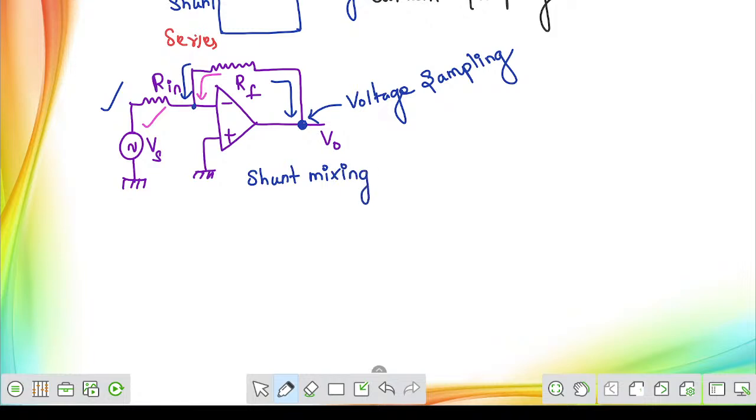So now, just to club them together, this is a voltage sampling shunt mixing circuit. So voltage shunt topology. Understand, sir? So that is how we are identifying different types of topology where it is being asked in the examination. Hope you understand. Similarly, you can apply the same.